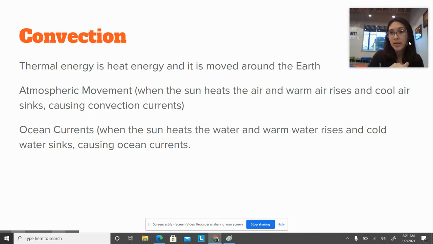Then it will heat up again and rise. Once it rises higher in the atmosphere, it cools and then it sinks again. So it's a cycle of air, and that's what a convection current is. And the same thing in the ocean.